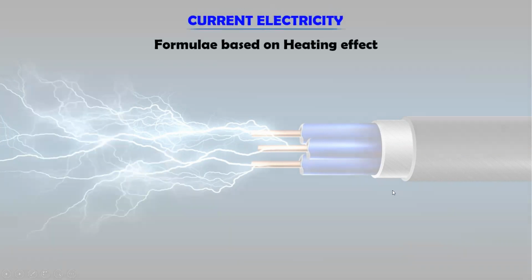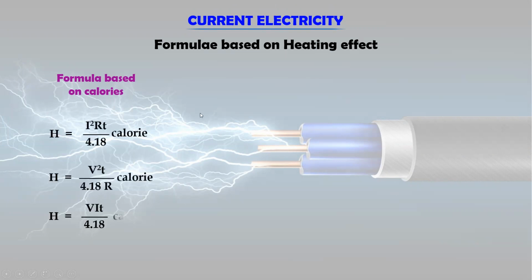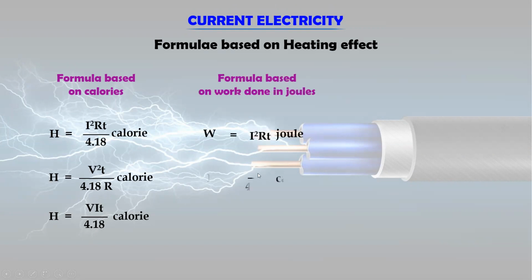Right. Now in electricity there were sums on the heating effect also, right? So we have formulas on heating effect. One is in calories, right? You already know these three formulas, that is H is equal to I square RT, H is V square T upon R, and H is VIT. If we do not divide by 4.18, we get the answer in joules, as mentioned in the next column. If I divide the same formulas by 4.18, it will give me the answer in calories.